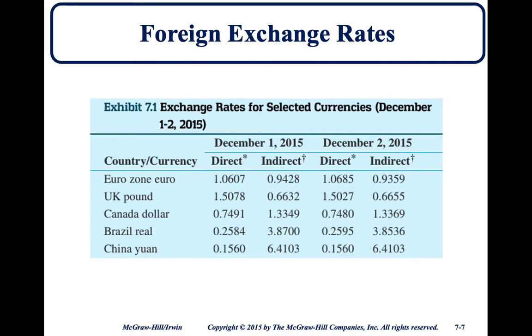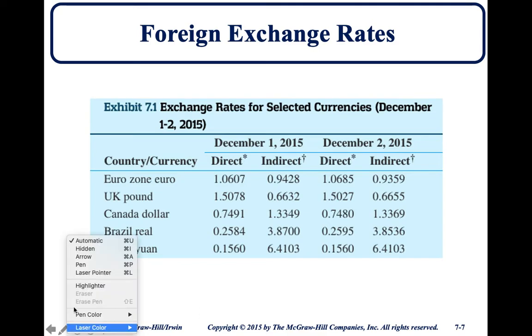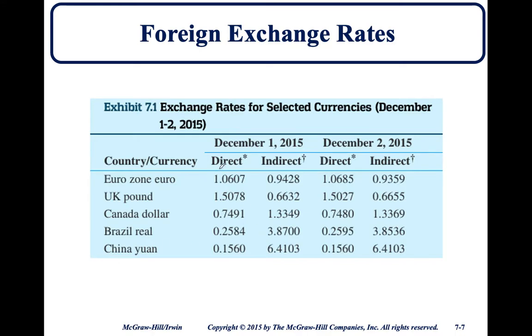So here's an example. This is kind of old, from 2015, but we can see, let me just get my pen here. Okay, we have a direct quote, so we're looking at the euro. So we're saying, we're gonna need $1.06 to purchase a euro, or we're gonna need 94 cents of a euro to purchase $1. Okay, so you can get the idea out of the direct and indirect quotes.